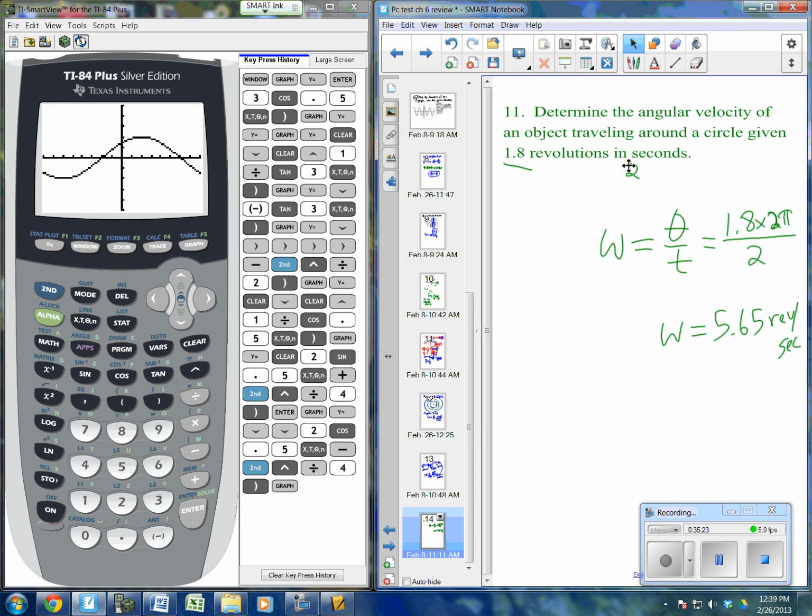Theta is the angle in radians, and you get the angle in radians by multiplying the revolutions by 2 pi. A revolution is once around, right? If it goes 1.8 revolutions, then it goes 1.8 times around, and each time it goes around, it covers 2 pi, so you go 1.8 times 2 pi.